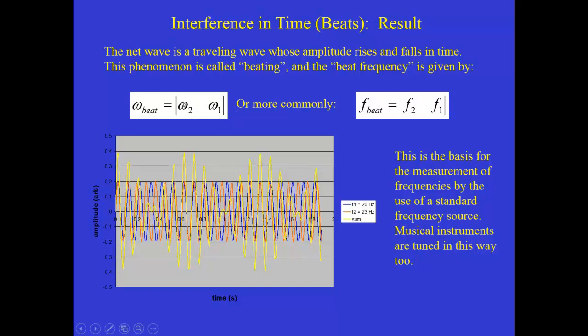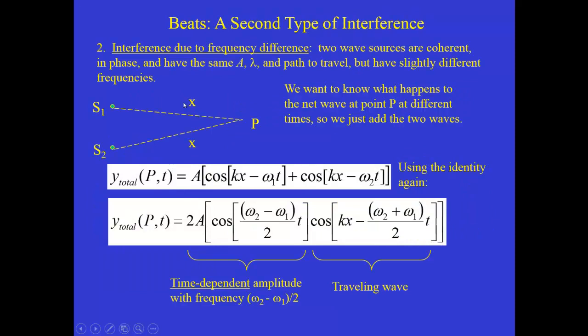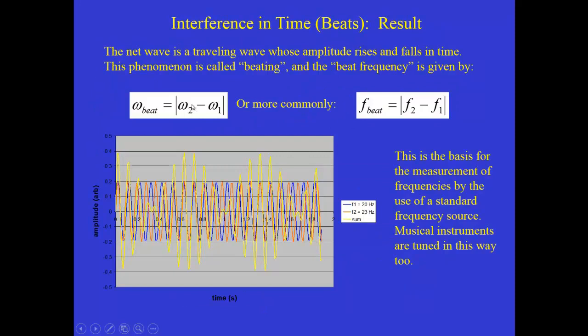Now, if you look at the previous slide, you'll see that I said this amplitude has a frequency of half the difference in the two frequencies. So then why does the beat frequency not involve that factor of 1/2? If you look at this sketch, here's the reason.